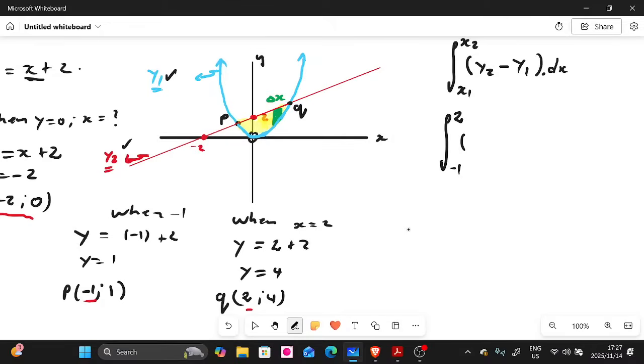Now, let's go back to this. Remember, y2 is the straight line, and the equation was x plus 2. Minus, don't forget we have a minus there, right? y1, remember, it's x squared. So you close the bracket there, and then from there, you can start integrating. Let's integrate. This is a standard integral, guys. I hope everyone understands this.